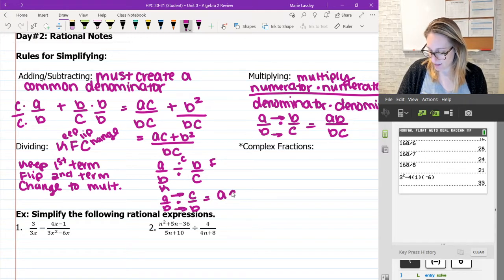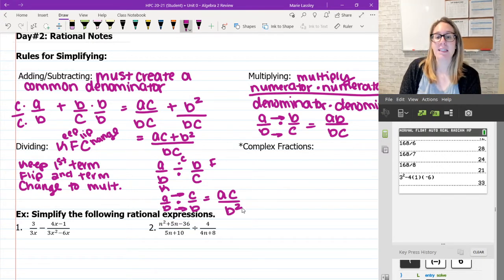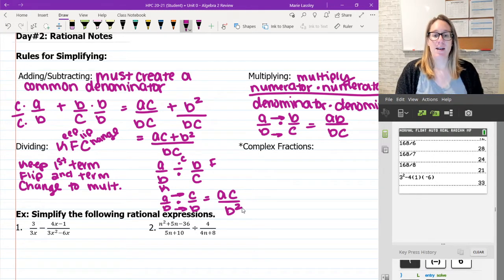So you have A times C over B squared. And that is how you do dividing. Now, this last piece, depending on who your Algebra 2 teacher was last year, you might have heard of complex fractions. Now, complex fractions are nothing super crazy, but they do look scary. We're going to see complex fractions a lot this year.